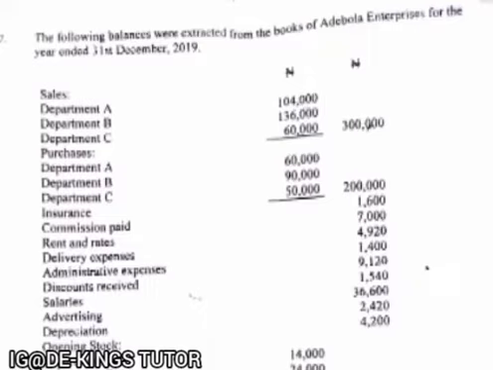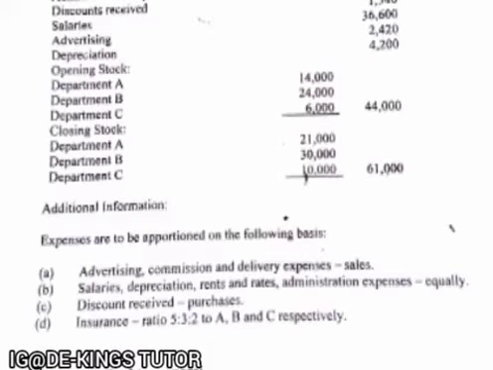We have rent and rates, 4,920. We have delivery expenses, 1,400. We have administrative expenses, 9,120. We have discount received, 1,540. We have salaries, 36,600. We have advertising, 2,420. We have depreciation, 4,200. Now we have opening stock for Departments A, B, and C, 14,000, 24,000, and 6,000, all summing up to 44,000. We have closing stock, Departments A, B, and C, all summing up to 61,000.